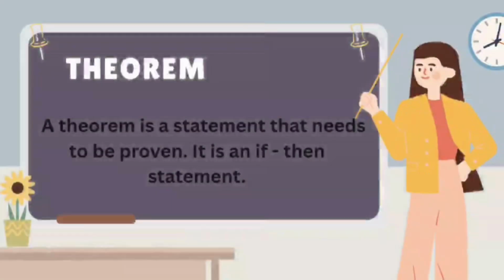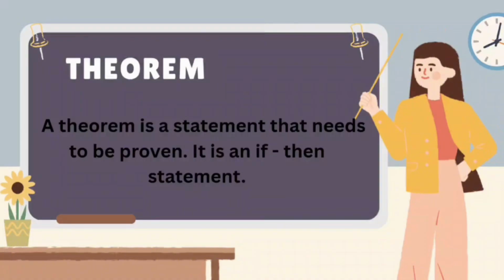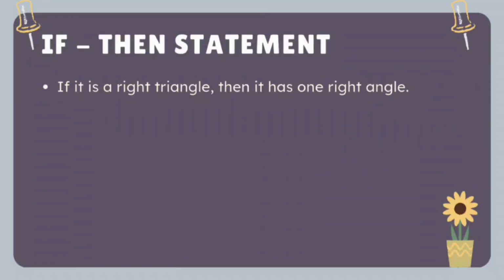So now, let's begin. A theorem is a statement that needs to be proven. This emphasizes that theorems are not just random facts. They are mathematical truths that have been rigorously demonstrated to be true through logical reasoning and evidence. An if-then statement, also known as a conditional statement, is a logical statement that asserts that if the condition, or the if part, is true, then the consequence, the then part, will also be true. This clearly explains the relationship between the hypothesis, or the if part, and the conclusion, or the then part.